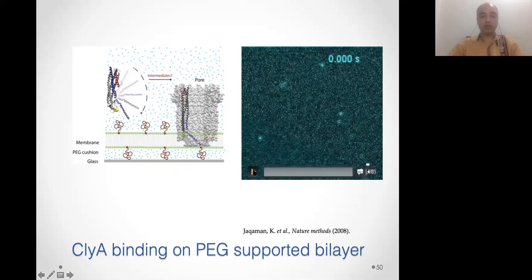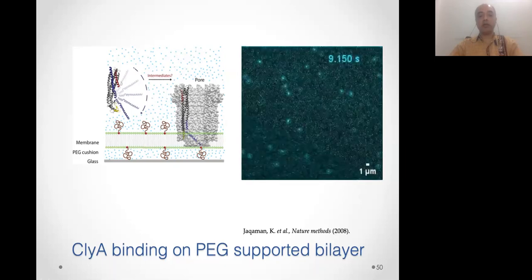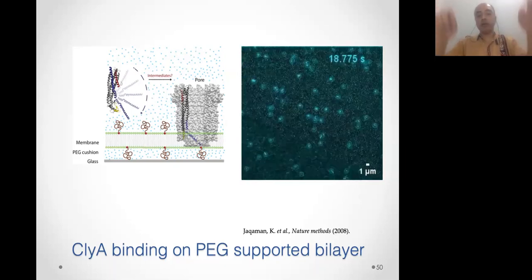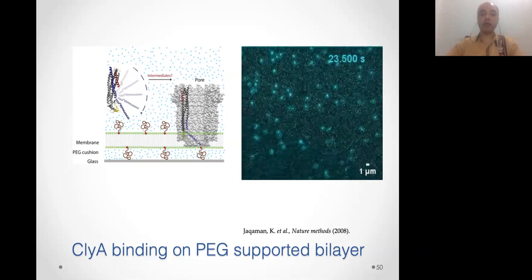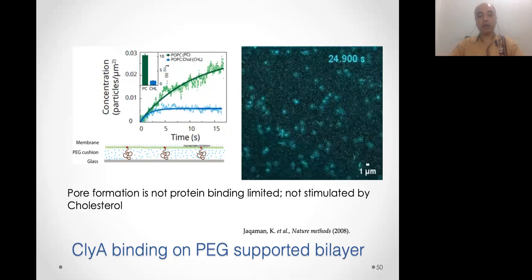Let's see if I can play this movie. So here are these particles. They have been flown in solution. They will bind to the surface. As they bind to the surface, you won't see them moving around too much in 3D, but when they bind to the surface, they are moving in 2D, and those tracks are something that we can follow.